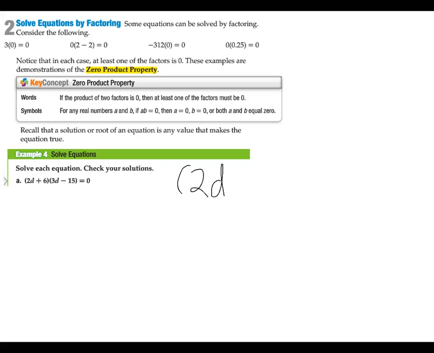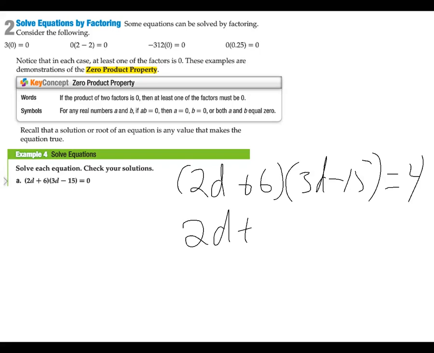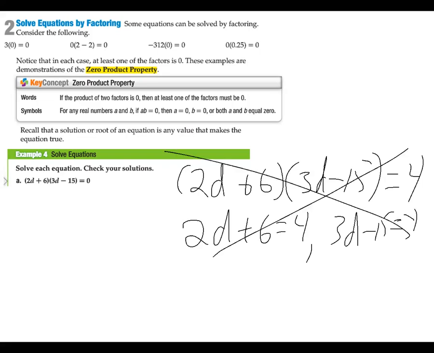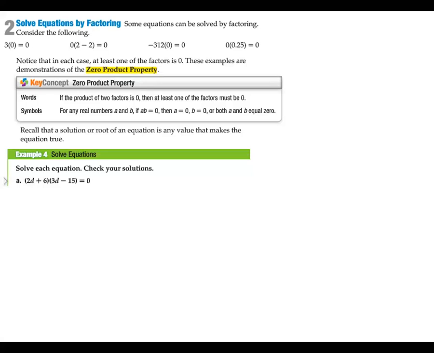If I had 2d plus 6 times 3d minus 15 equals 4, you cannot do 2d plus 6 equals 4 and 3d minus 15 equals 4. It does not work like that. It only works if it's set equal to 0, because multiplication has that special property that when two or more quantities are multiplied together and the answer is 0, at least one of the factors has to be 0. But that's not true with any number except 0. All right? So for this one, let's get going.